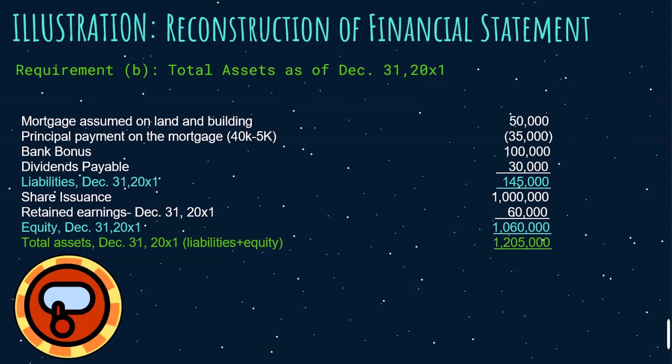Para naman makuha yung total assets, ang kailangan lang natin gawin is ipag-add yung liabilities na 145,000 at yung equity na 1,060,000 at makukuha na natin yung 1,205,000 na total assets.